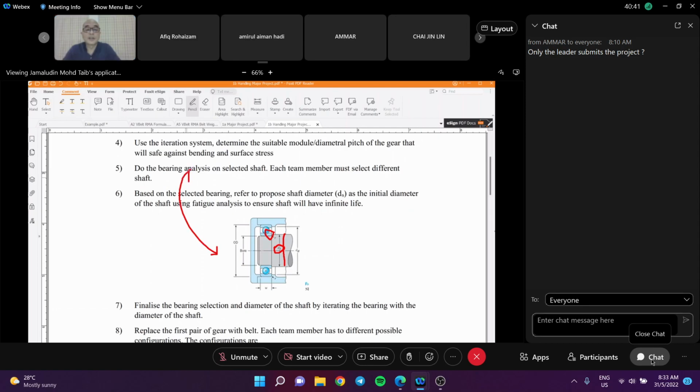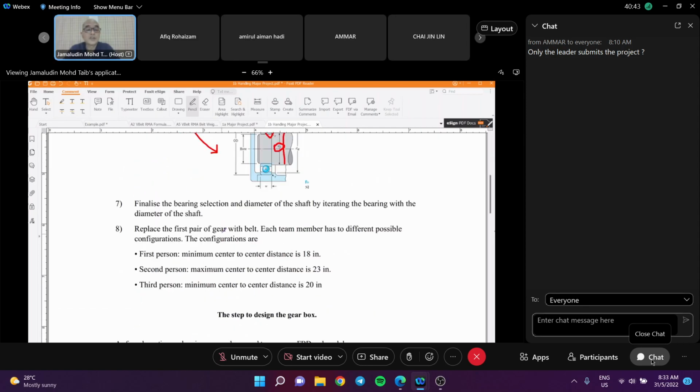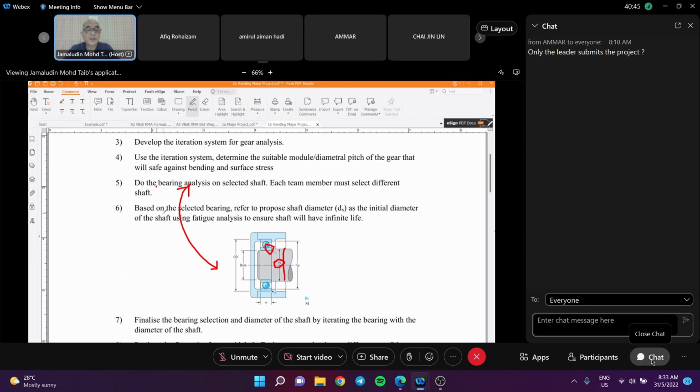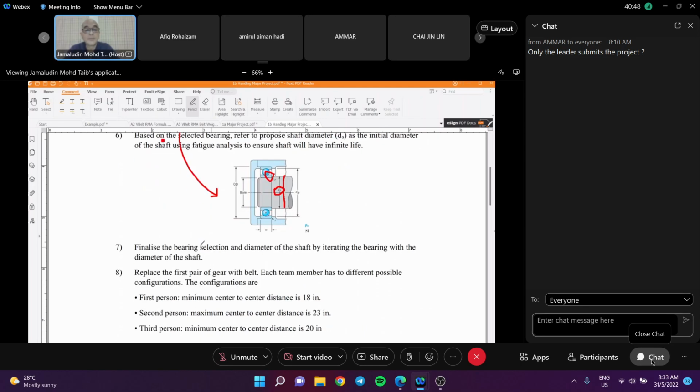They're very important. With these two, the bearing and the shaft, you can finalize the selection of the bearing and the diameter of the shaft. For example, let's say you have a shaft diameter of 20, but the bearing is 30. What are you going to do? If you reduce the bearing from 30 to 20, the bearing will fail. That means the only way is to make the shaft 30 millimeter. That's the way to work.